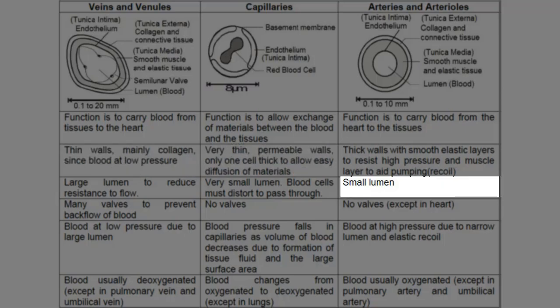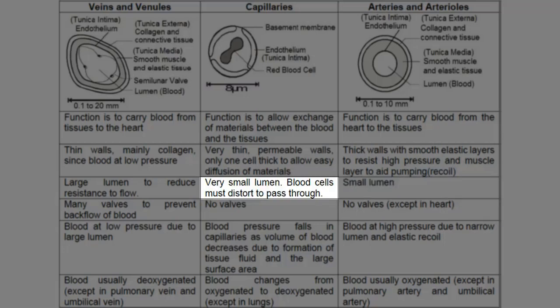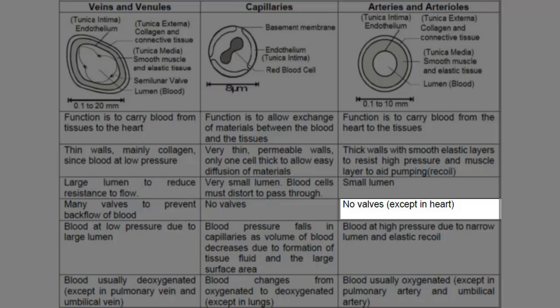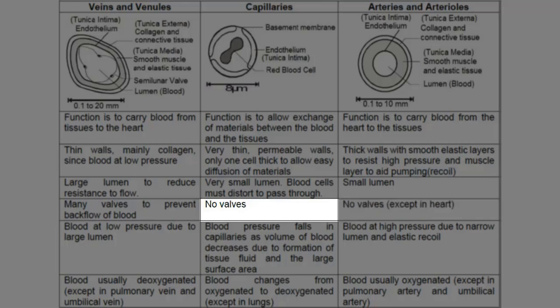Next, lumen in the artery is very small. In the capillaries, extremely small lumen. Just one layer of cells can pass through. The blood cells have to line up. The capillary lumen is so narrow. Okay? And the veins have a larger lumen so that the blood can easily flow. Next, in the arteries, no valves. Capillaries, no valves, but veins have valves all along their length to prevent backflow.